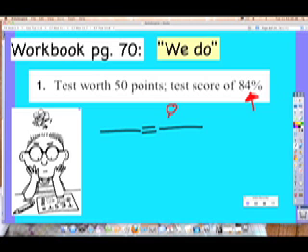Okay, think about this. It's saying the test is worth 50 points. This student got 84% on it. Well, if it's worth 50, did he get all 50? No, he got less than 50, right? So we've got to figure out how many out of 50 he got. So where does the 50 go if we're trying to figure out of how many? Show me with your thumbs up or thumbs down. You are right, it goes on the bottom because it's out of 50. So there you go. Put your variable up here.